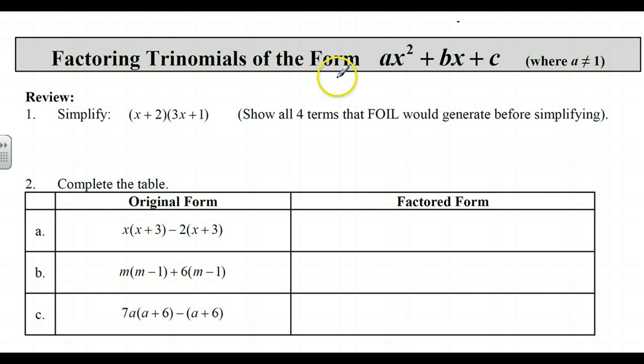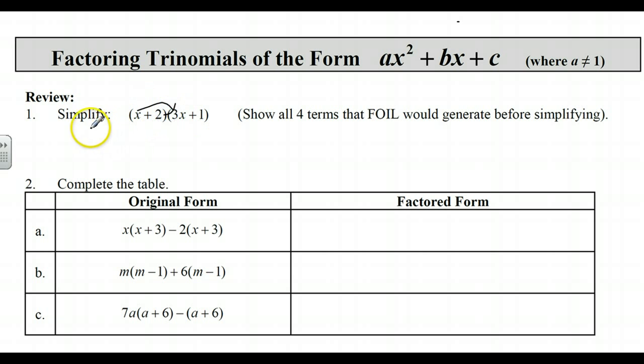Okay, factoring trinomials of the form ax squared plus bx plus c, where a is not equal to 1, meaning we're going to have a value here. So, review. Simplify (x plus 2)(3x plus 1). Show all four terms that FOIL would generate before simplifying.